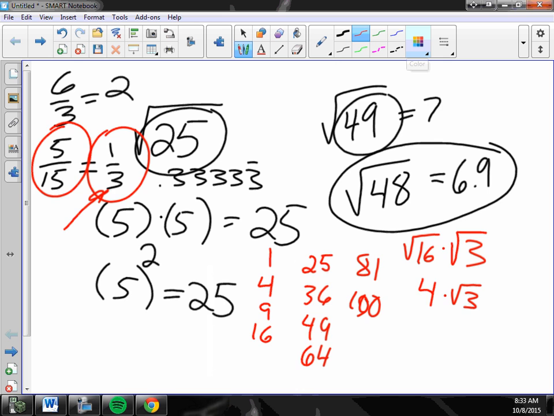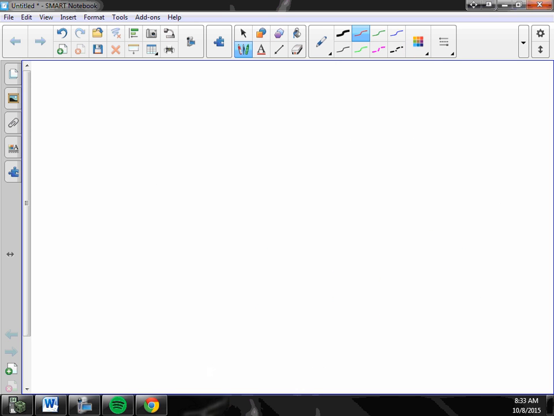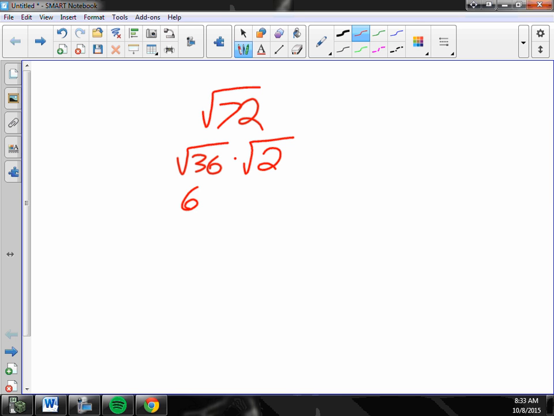Okay, so let's consider another one. What about the square root of 72? Does it have any perfect squares inside of it? This is your time to shine. 36. This is the square root of 36 times the square root of 2. So it's going to be 6 square root 2. Or we just say 6 root 2. If it's a square root, we just say root. Oh, what a good question. Let me do one more, and then we'll get to that.